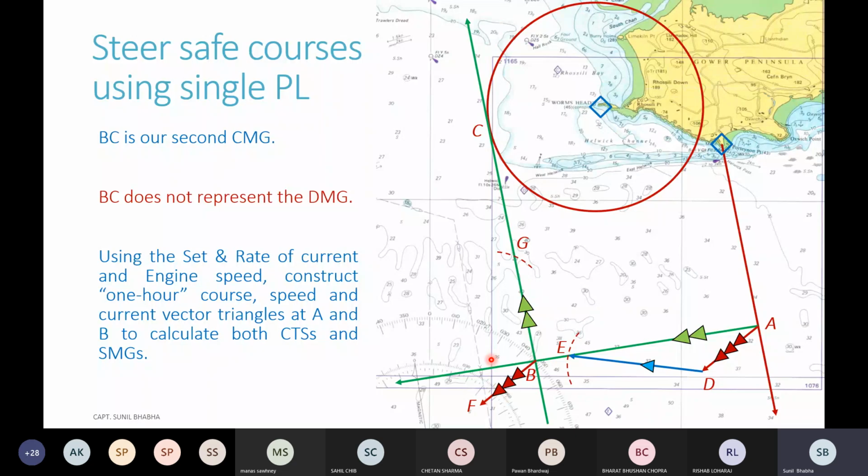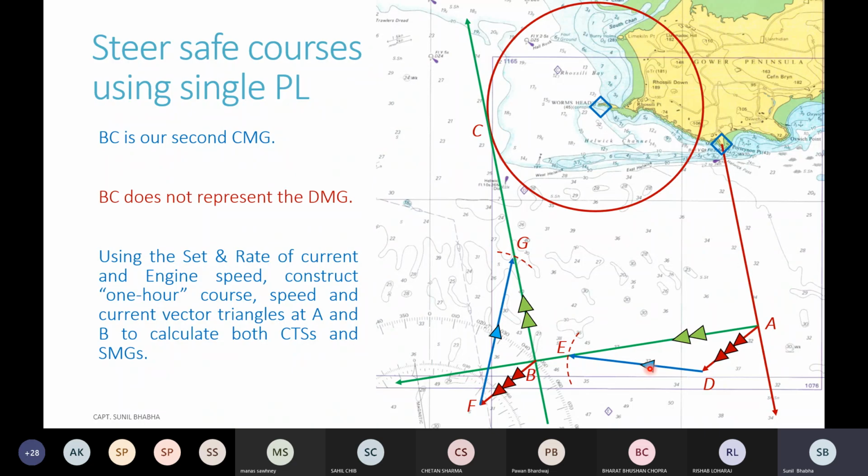Now if I join F and G, FG, I have joined it with a blue color line. This blue color vector, FG, represents our second course to steer. I have marked it with a single arrow, course to steer is marked with a single arrow. So if you see the second triangle, B, F, G, this is the course, speed and current vector triangle at point B.